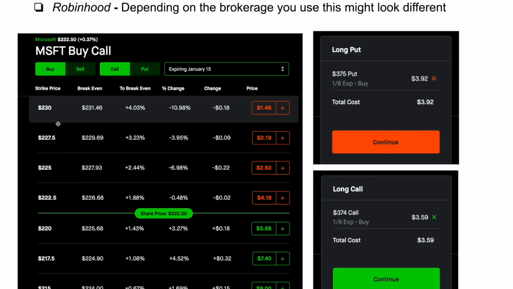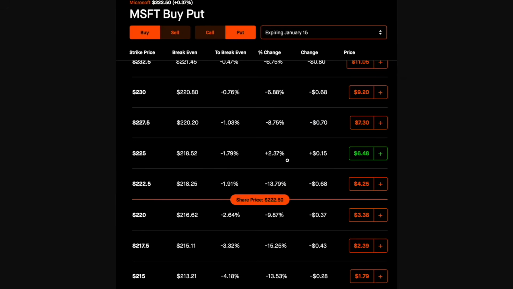So that's for buying calls, but what if we want to buy a put? Again, a put, you think the price is going to go down. So an in the money contract for a put is going to be on this side. It's going to be anything above the 222.50. And then anything below the 222.50 is out of the money. So in the money, out of the money.